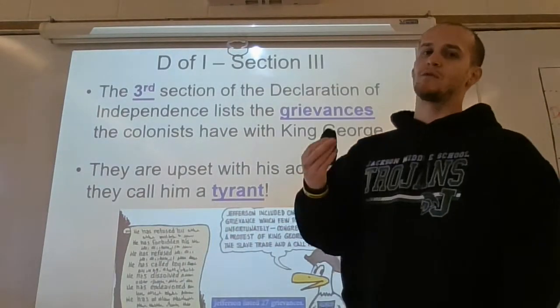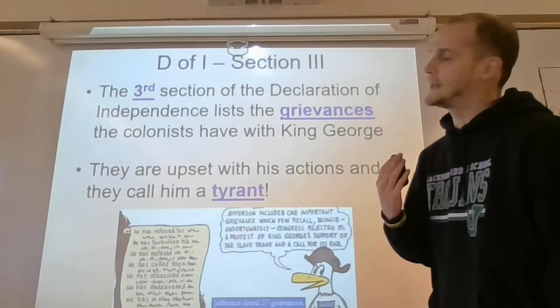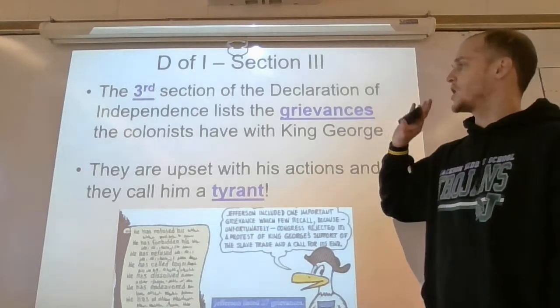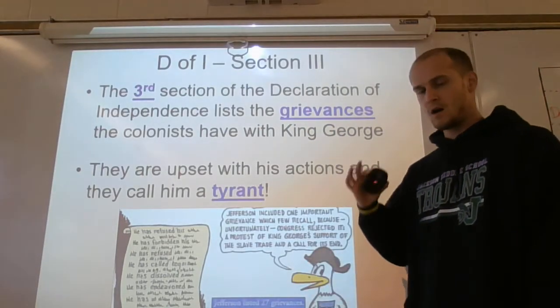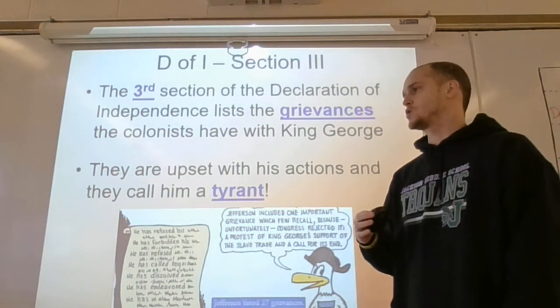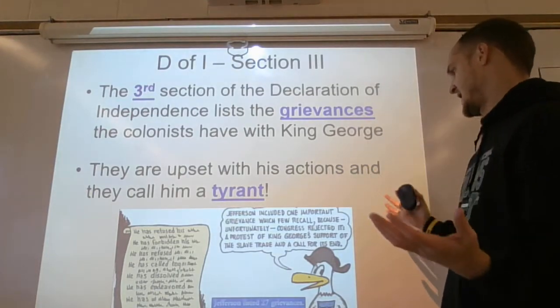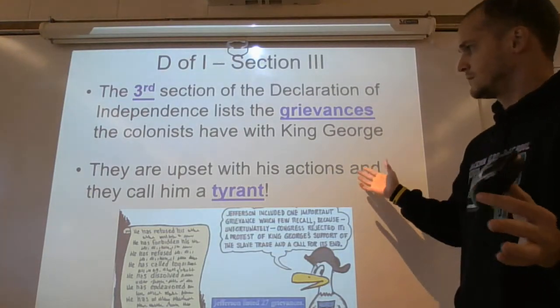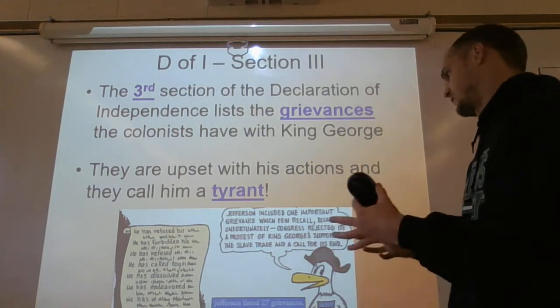Section 3 of the Declaration is a fairly long portion. It lists all of the problems that the colonies had with King George. It explains they were upset with his actions. They called him a tyrant. He wasn't ruling the way he was supposed to.